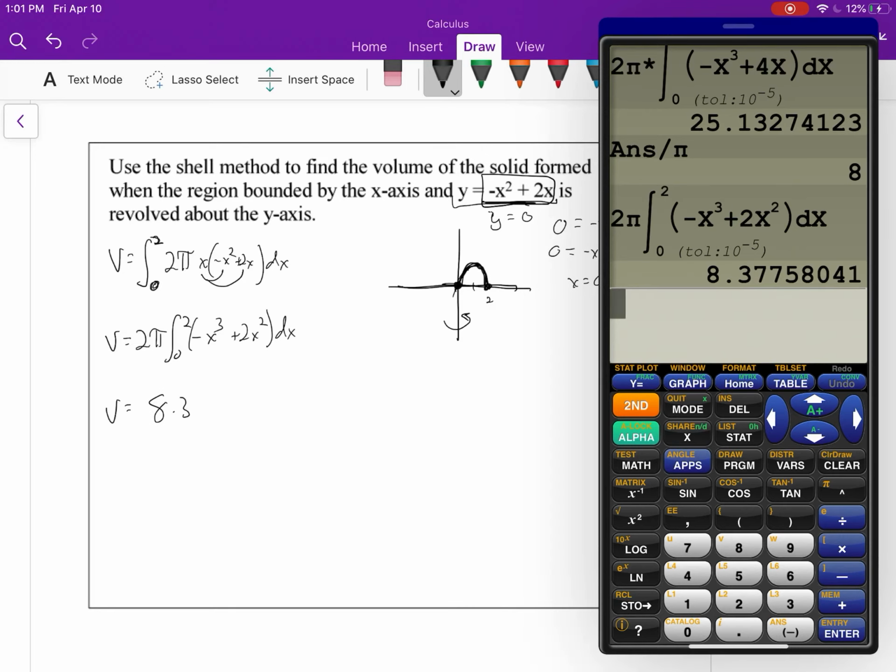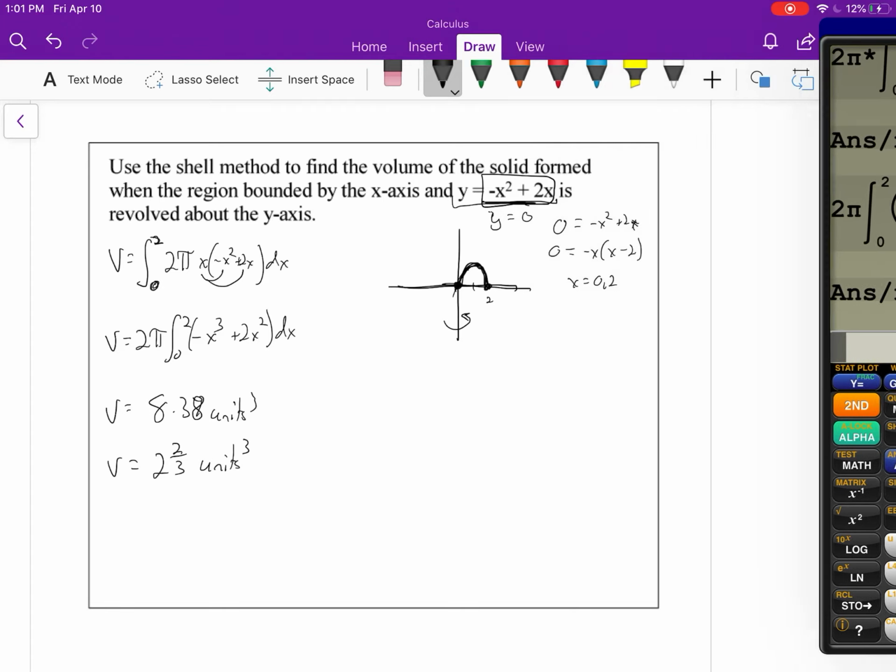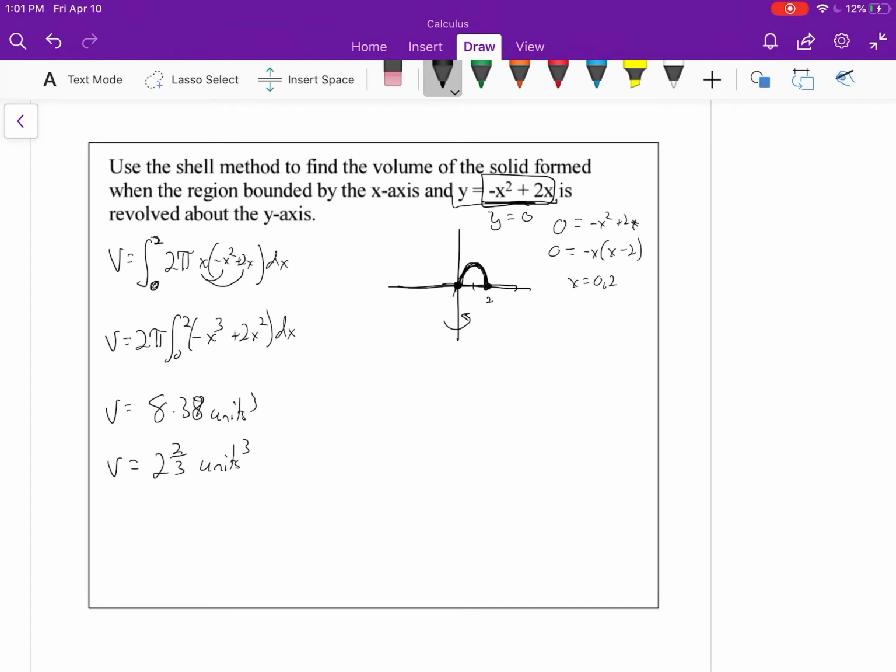And so we get 8.38 units cubed. Dividing by pi, 2 2/3 units cubed. All right, so that's how you use the shell method to find the volume of a solid of revolution.